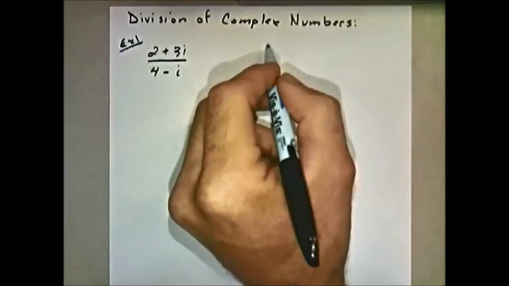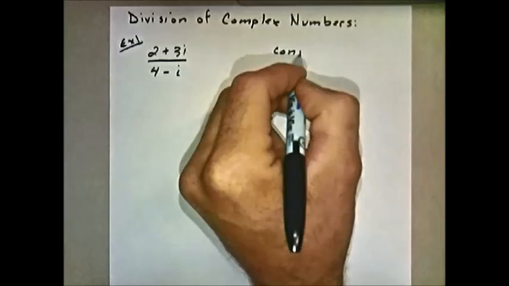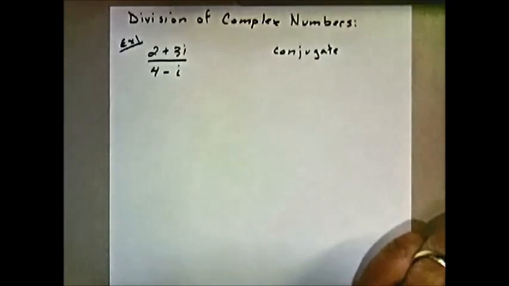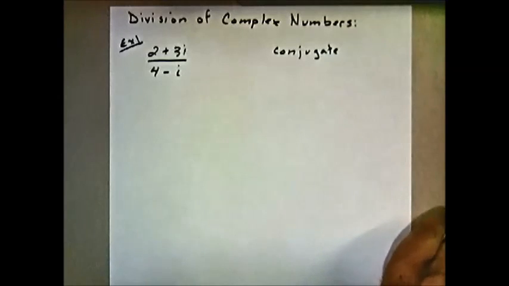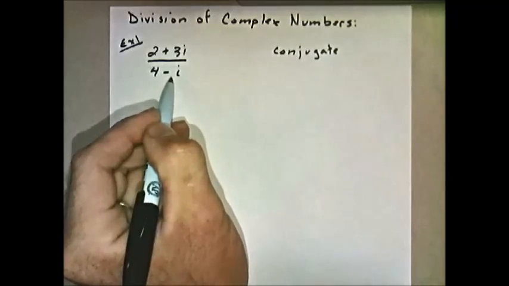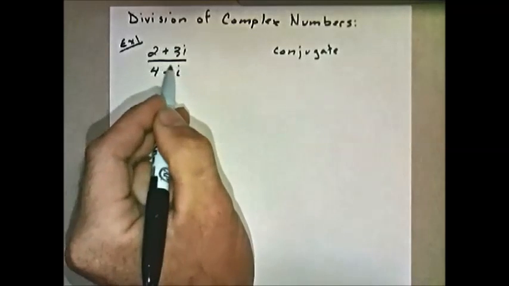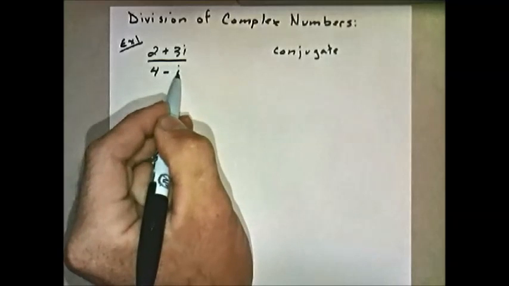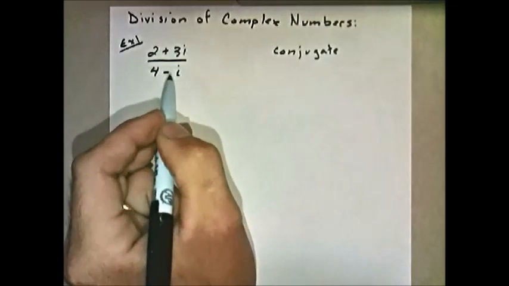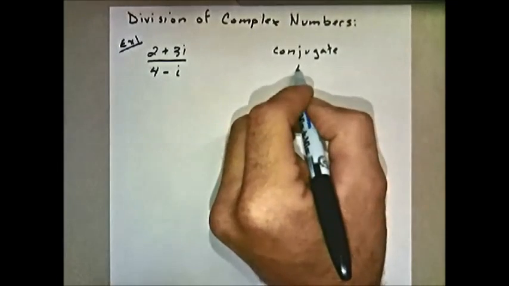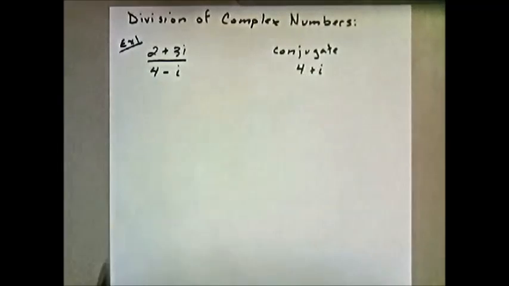And the way we're going to do that is introduce the word conjugate. What the conjugate is, is taking that 4 minus i and asking the question, what do we multiply it by to remove that i in our denominator? And the answer is that the conjugate of 4 minus i would be 4 plus i. Why did I choose that?